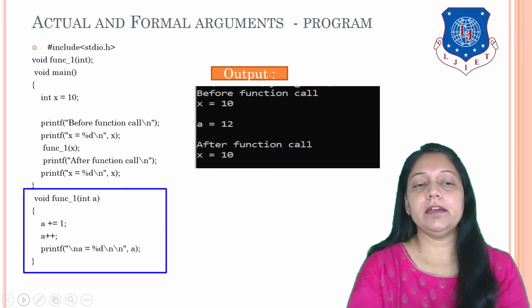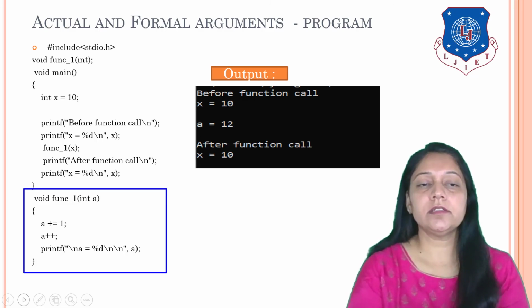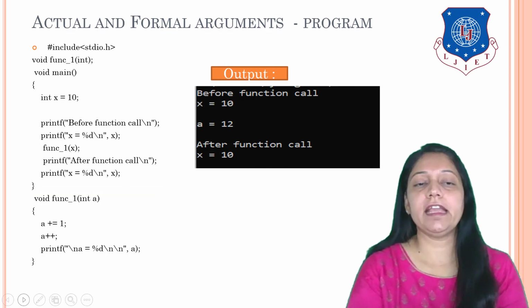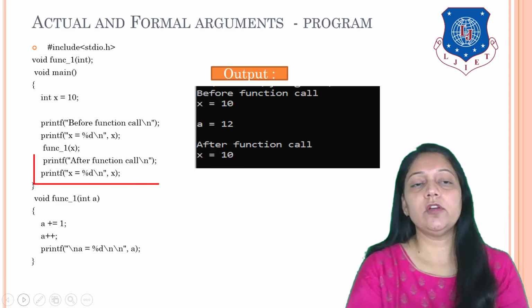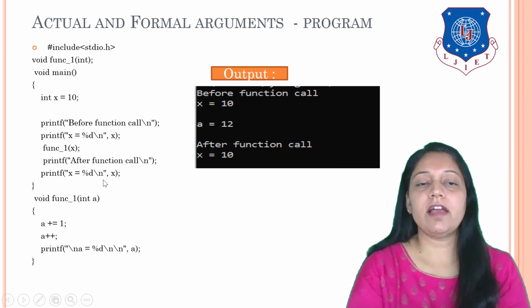Now a is incremented, a += 1, so 10 becomes 11. Again I am performing the addition using the increment operator, so the value of a becomes 12. When you display the value of a inside the function, I get the output 12. After executing all the lines of this function, control goes to the next line after the function call. So 'after function call' is displayed, and then I display the value of x. Here the value of x is still 10. The value of a has not changed the value of x.